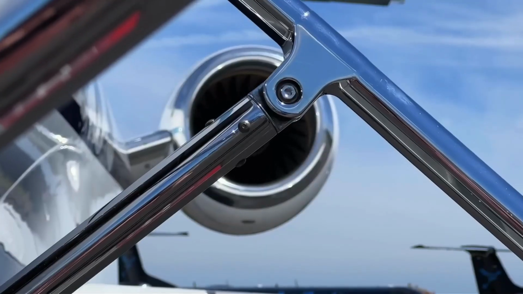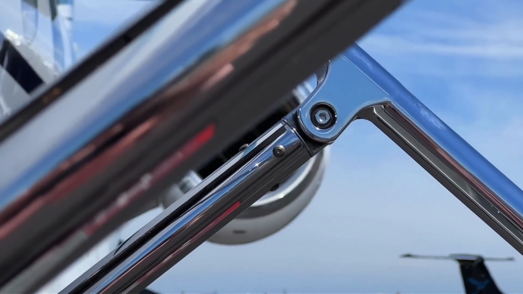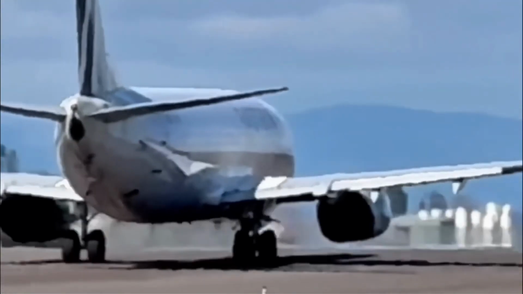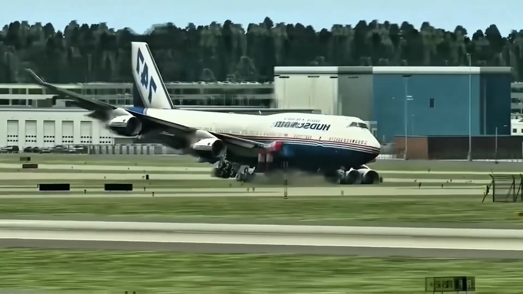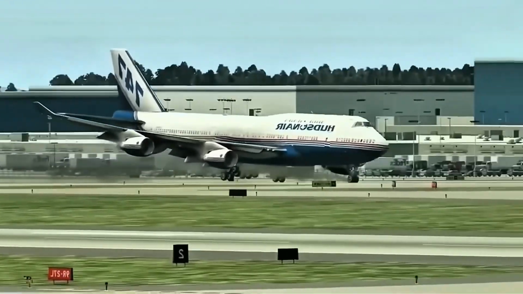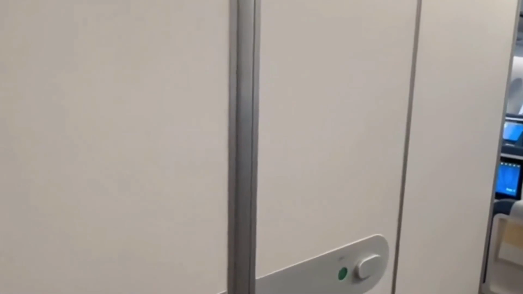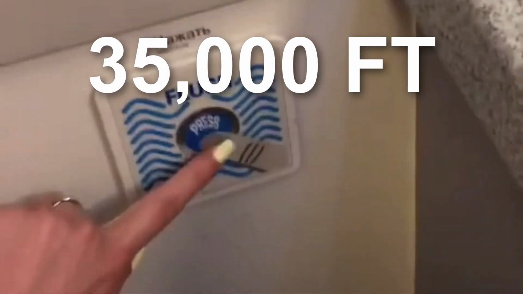The door is shaped slightly larger than the opening on the inside, so no matter how hard someone pushed on it mid-flight, the cabin pressure itself is holding it shut with a force far beyond human strength. It's not the lock that keeps a plane door closed at 35,000 feet, it's physics.